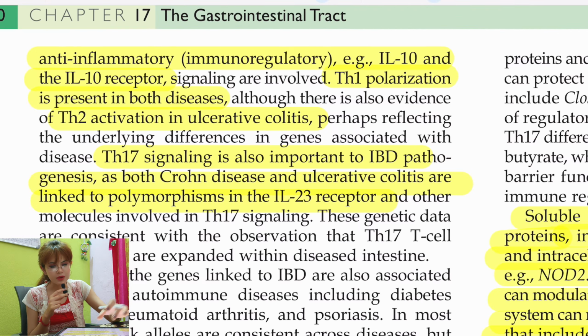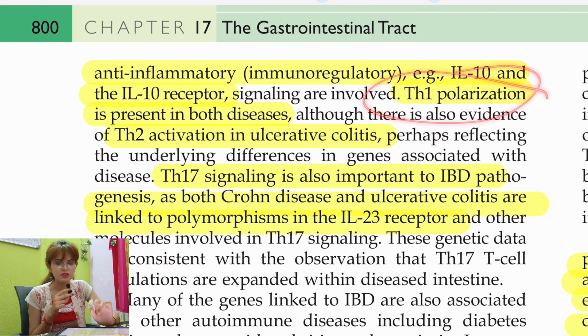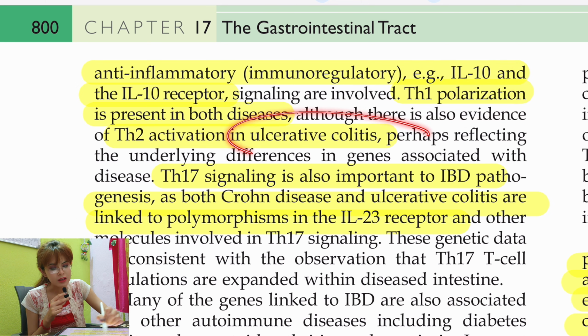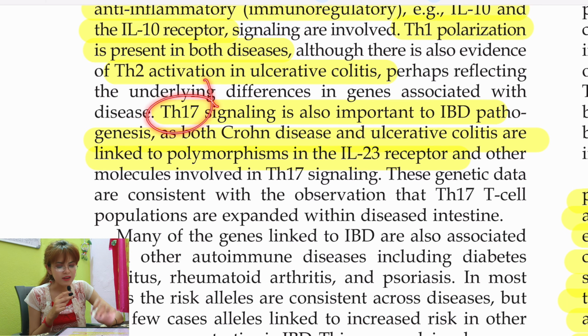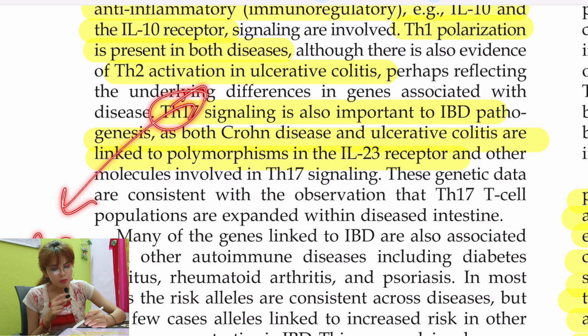And you must remember here that there is a Th1 polarization in both the diseases, but in ulcerative colitis, you only have the Th2. So Th1 activation is there in both the diseases, but in case of ulcerative colitis, you only have the Th2 activation. Now Th17 is also important in the IBD pathogenesis, as both Crohn's disease and ulcerative colitis are linked to polymorphism in the interleukin 23 receptor and other molecules involved in the Th17 signaling. So this is also important in both the diseases.